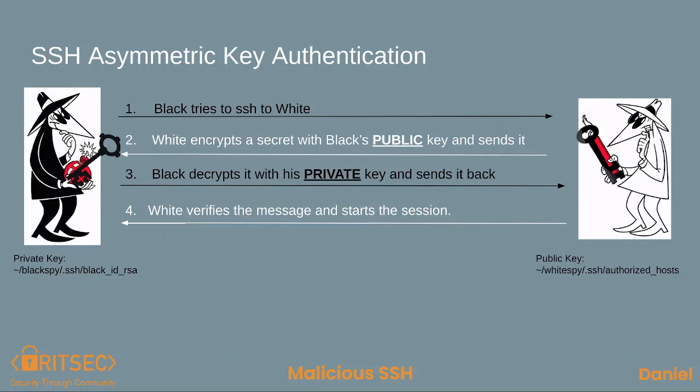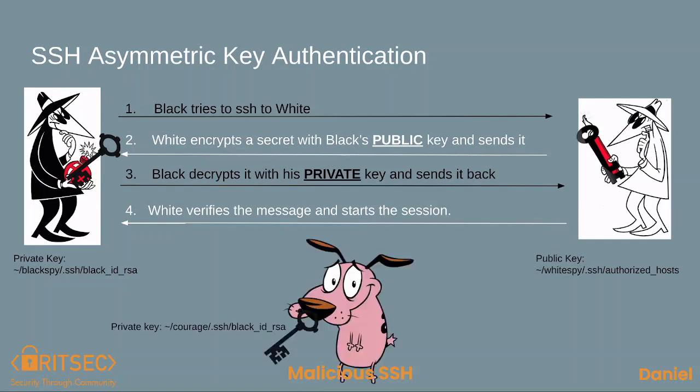Now, how would a red teamer take advantage of this in order to do malicious things? So enter the Cowardly Dog, and he has a private key as well, and it's Black Spy's private key. He has that on his box, and he can use that to SSH onto White Spy because White Spy has Black Spy's public key. So he's going to pretend to be Black Spy here. And all he does is SSH. He uses the -i flag to say, hey, I want to authenticate using this private key I have. And then White Spy will allow him to do that. It's using the same process that we just went over.